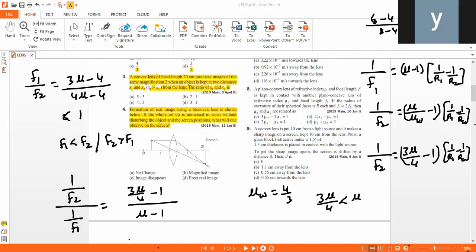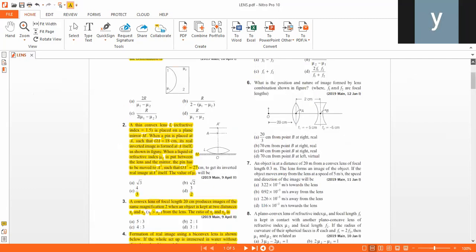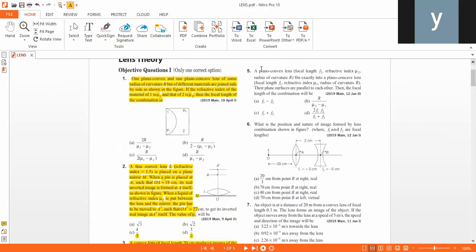Completed. Okay, fine. Next one, fifth question. A plano convex lens of focal length f2 and refractive index mu2, radius of curvature r, fits exactly into a plano concave lens of focal length f1, and their plane surfaces are parallel to each other. Then the focal length of the combination.